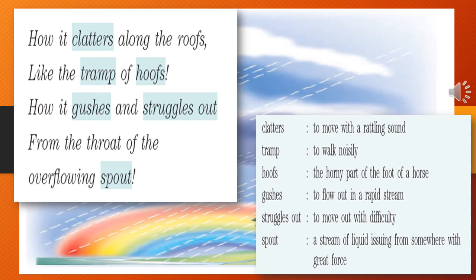Now, how it gushes and struggles out. Gushes means to flow out in a very fast manner, or quickly in a stream, with lots of force. And struggles out means it is trying to move out with lots of difficulty, from the throat of the overflowing spout. Now, a spout is a kind of pipe or tube through which liquid passes or flows out. So here the water that is falling on the roof is making lots of noise, and then it is coming out of the pipes with lots of force. This is what the poet tries to tell in this second stanza.